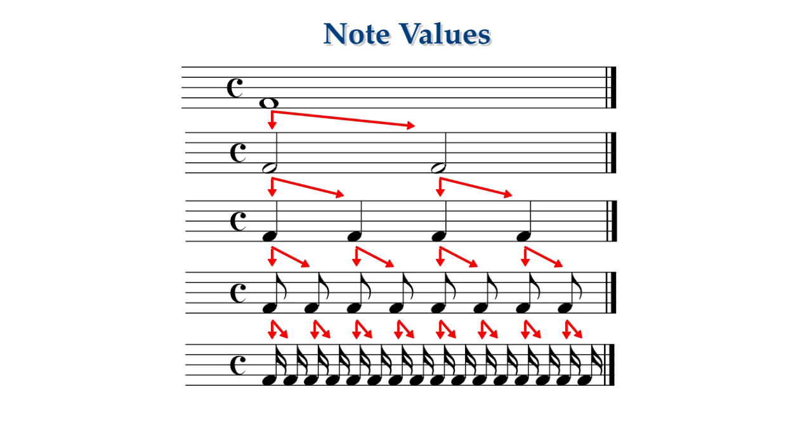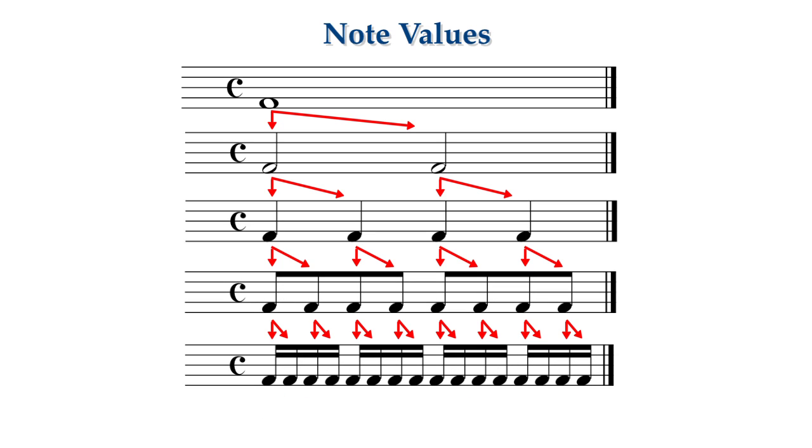If we divide eighth notes in half, we get a 16th note. 16th notes have two flags. Each 16th note represents 1/16 of a measure of common time. There are two 16th notes in an eighth note, four 16th notes in a quarter note, and eight 16th notes in a half note.